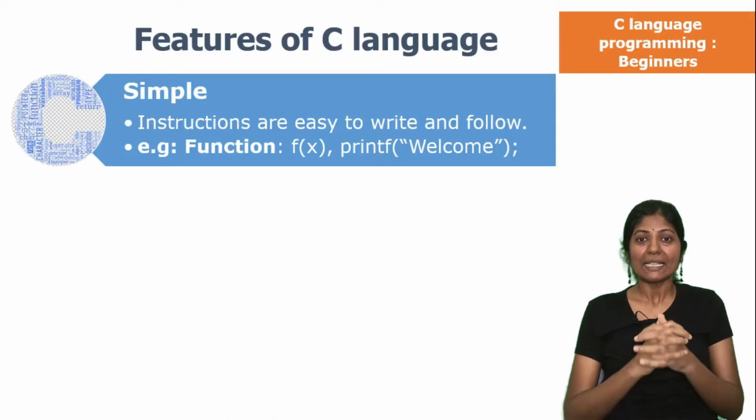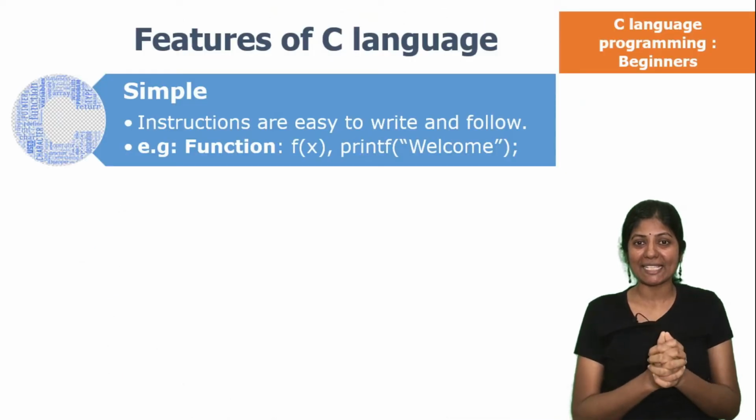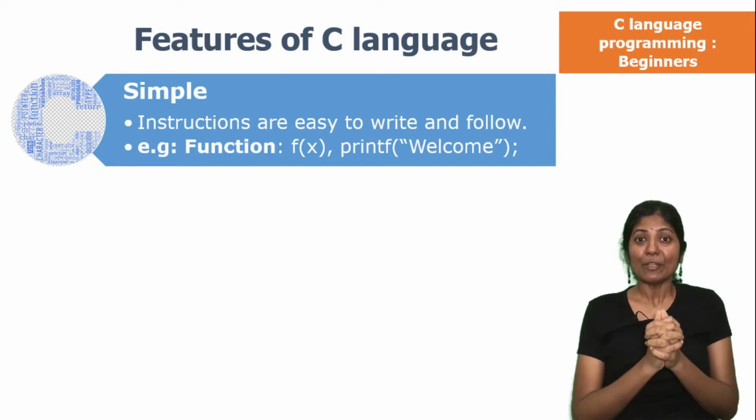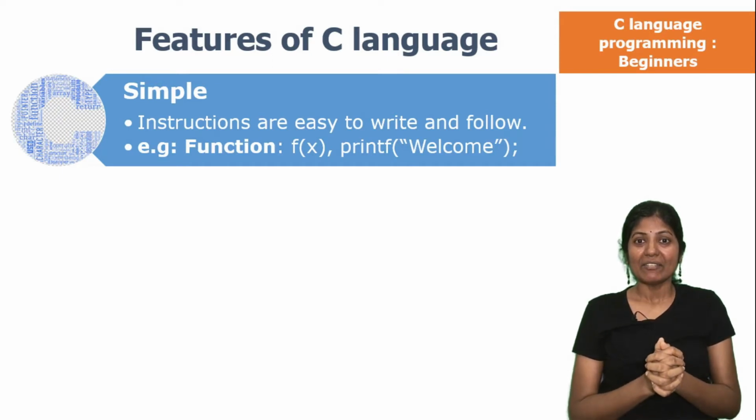Let's start. The first feature of C is that it is a simple programming language because a C program will contain English words, which are easy to write and follow. But you must know the proper way of writing them. That one you will learn when you start writing programs.